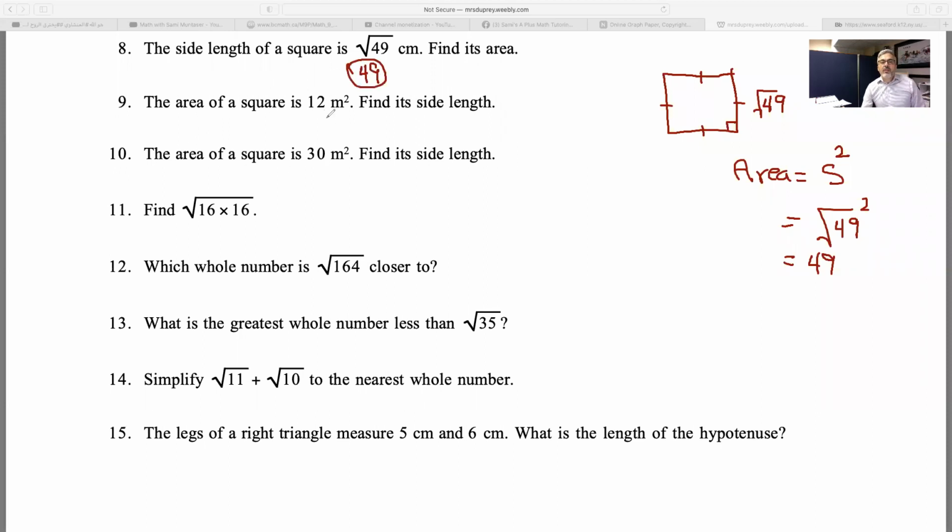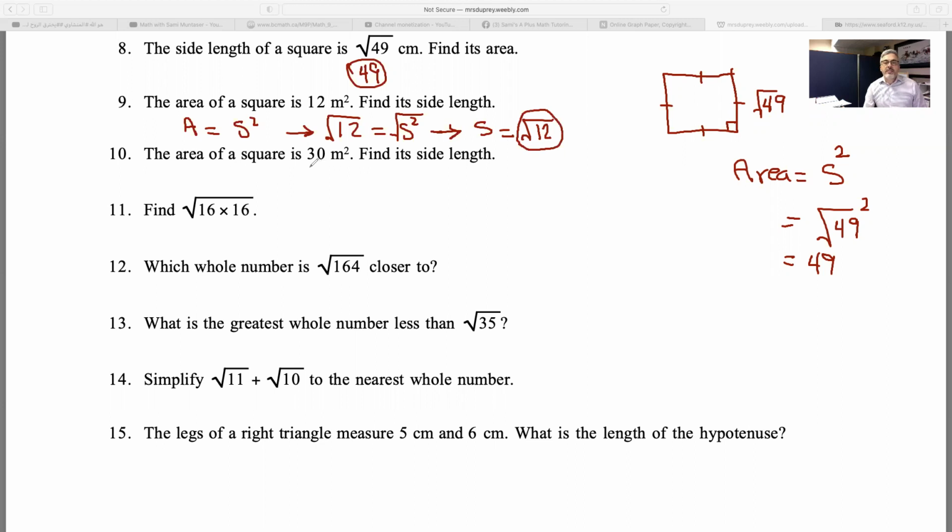The area of a square is 12 meters squared. Find its side length. So again, the area equals the side squared, and therefore the area they already told me is 12 and it's side squared. What you need to do is square root both sides, and that will give you s, because the square root cancels the square, equals square root of 12. And that's our answer right here.